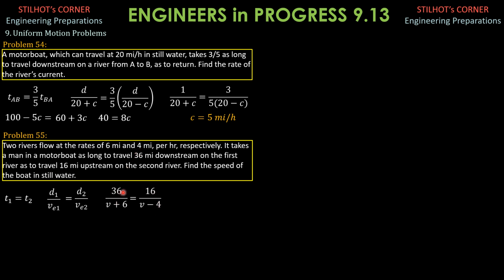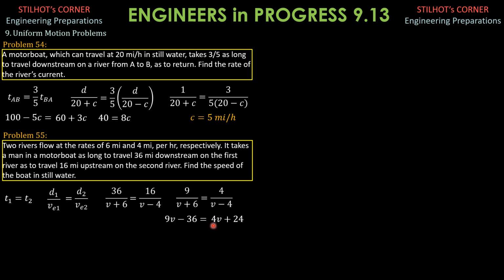36 over 16, we can reduce this to 9 by dividing by 4, then this one is 4. So 9 over v plus 6 equals 4 over v minus 4. Then cross multiply: 9v minus 36 equals 4v plus 24.